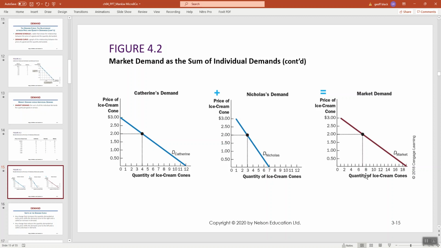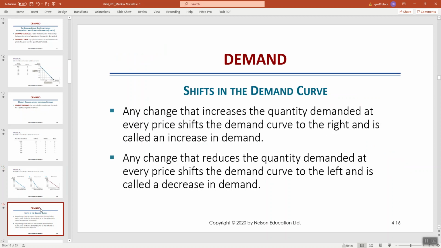Okay. Now, we can move and manipulate that curve. So any change that increases the quantity demanded at every price is going to shift the demand curve to the right, right? So the keyword was any change that increases the quantity demanded. It's going to shift the curve to the right. So an increase in quantity demanded shifts the curve to the right, and that's called an increase in demand. And then correspondingly, any change that reduces the quantity demanded, so keyword being reduce, shifts the demand curve to the left. Okay?